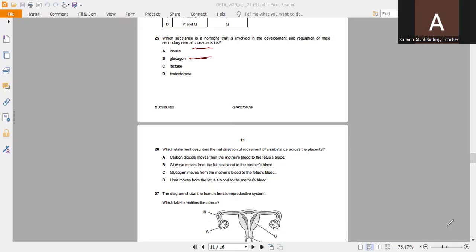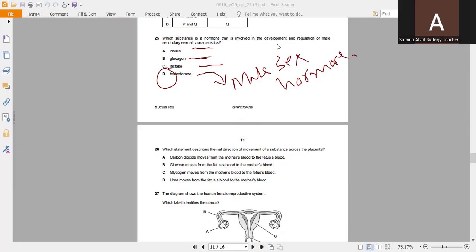Lactase is an enzyme, not a hormone, that breaks down lactose, the sugar in milk. So testosterone is the primary male sex hormone. This is the male sex hormone, which is produced by the testes and is responsible for developing male secondary sexual characteristics. So according to this, D is the correct option.